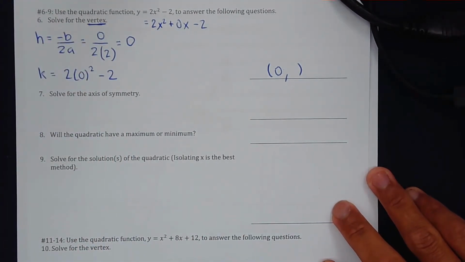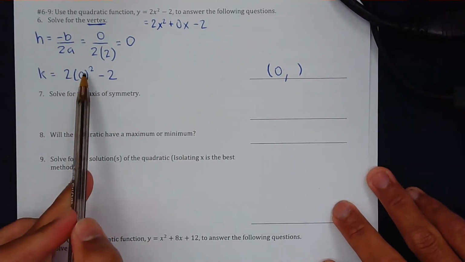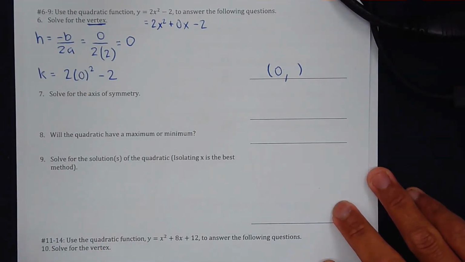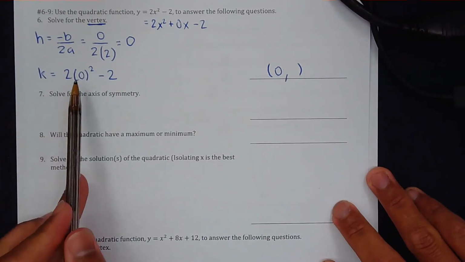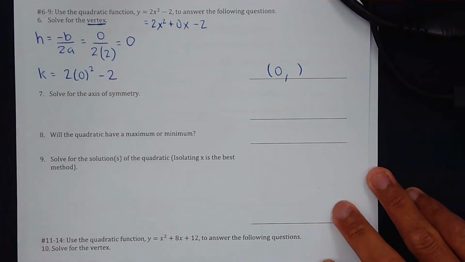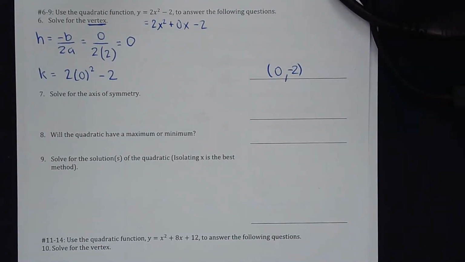All right, as you guys know, exponents first, right? GEM does exponents before multiplication. 0 squared, that's literally 0 times 0, so that's still 0. 0 times 2 is still 0, and then 0 minus 2 gives us -2. All right, so that is our vertex.